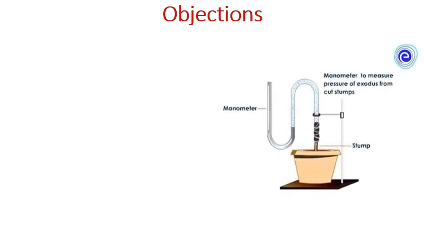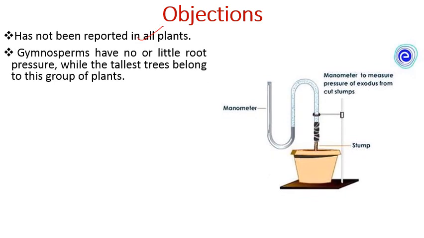Next, there are some objections to this theory. Firstly, this pressure is not observed in all plants. Ye universal phenomenon nahi hai. And we have seen that this upward movement of sap occurs without roots also. Gymnosperms have no or little root pressure, while the tallest trees belong to this group. Gymnosperm mein root pressure hota hi nahi hai. Agar hota bhi hai, toh bahut hi kam hota hai. And we know that the tallest trees belong to this group.